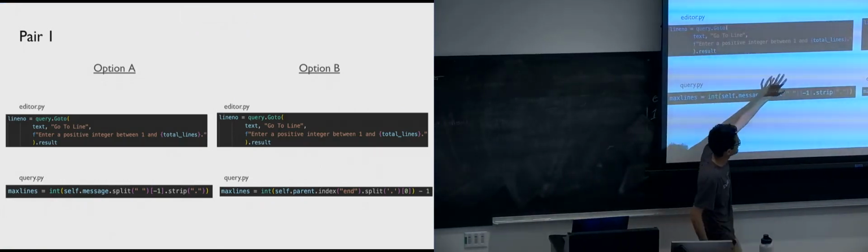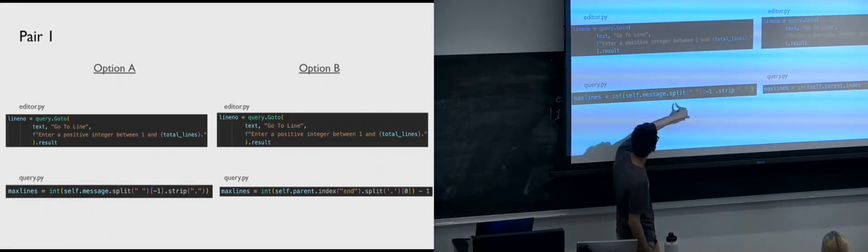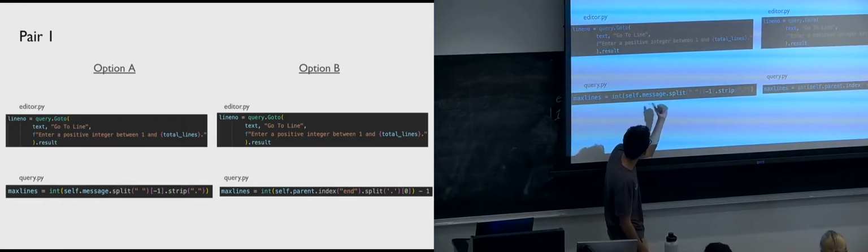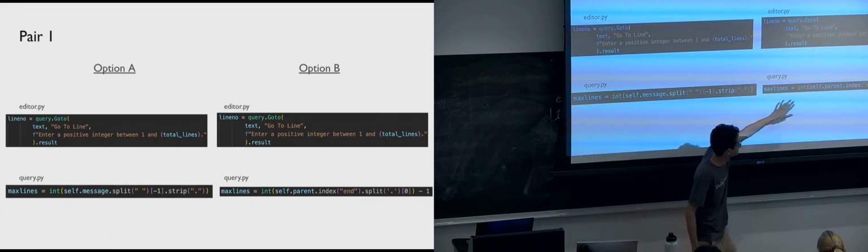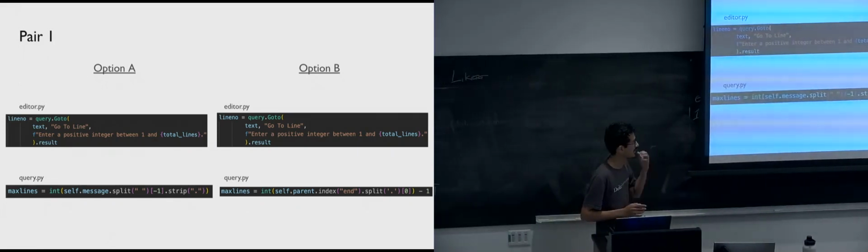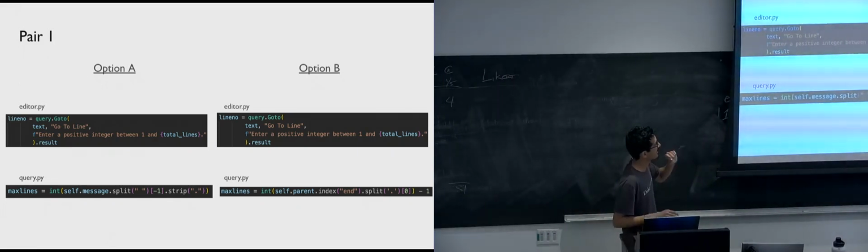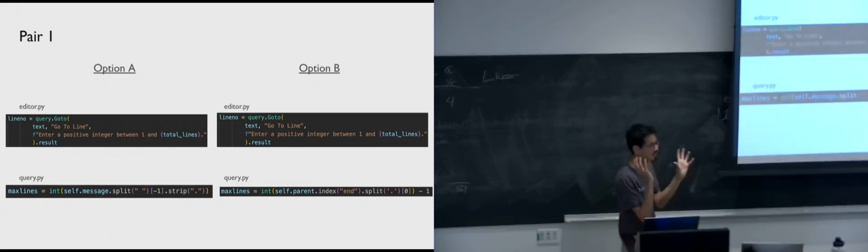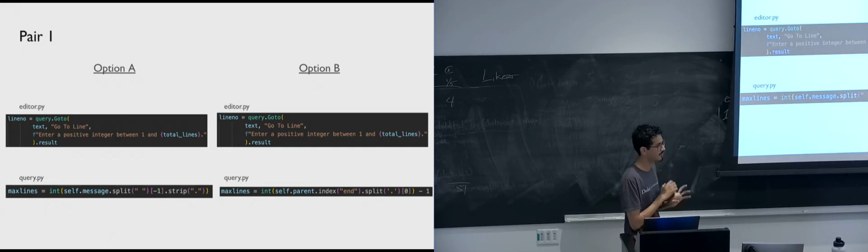For pair 1, okay, so hopefully you'll realize editor.py is the same. The main difference here is we're doing this sort of string operation on self.message, and in the other one we're getting the end index from self.parent, which was self.text. So can somebody share with me what your group came up with for which of these was better, but more importantly, your reasoning for why you think one was better than the other?